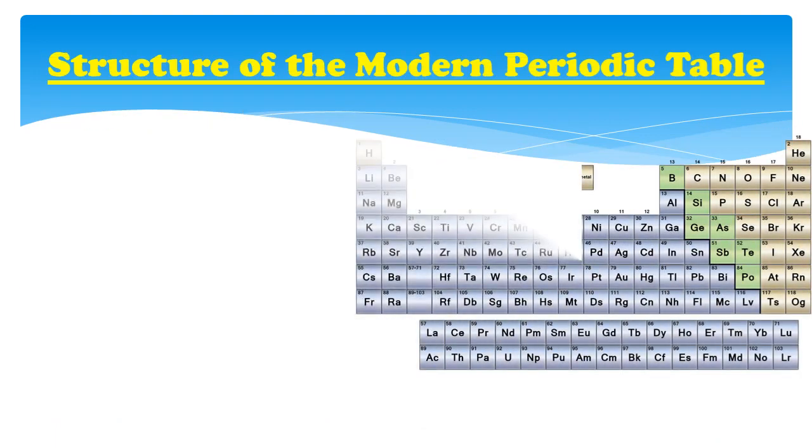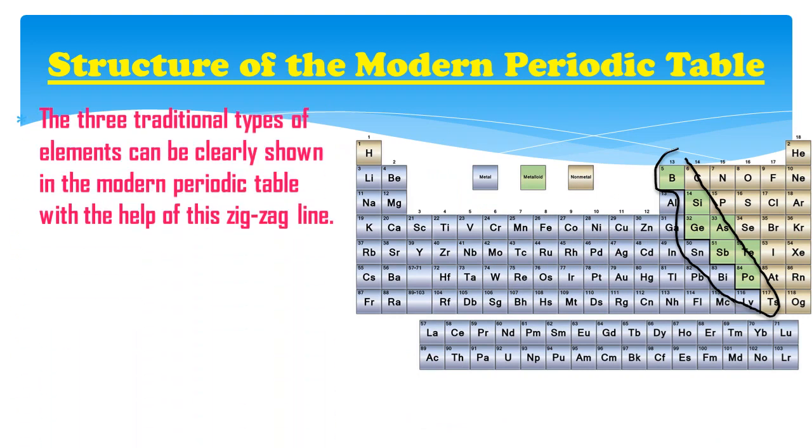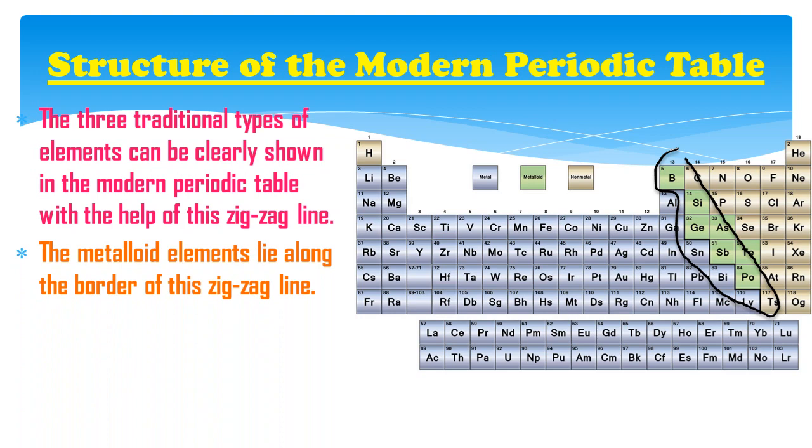Alright, students, the three traditional types of elements can be clearly shown in the modern periodic table with the help of a zigzag line. You can observe a zigzag line and the elements which lie just along it, that is boron, silicon, germanium, antimony, polonium and so on. These elements are separated by the zigzag line, and the metalloids lie along the border of the zigzag line. You can observe here that the metalloids are mentioned with the green color, like boron, silicon, germanium, antimony, like this.